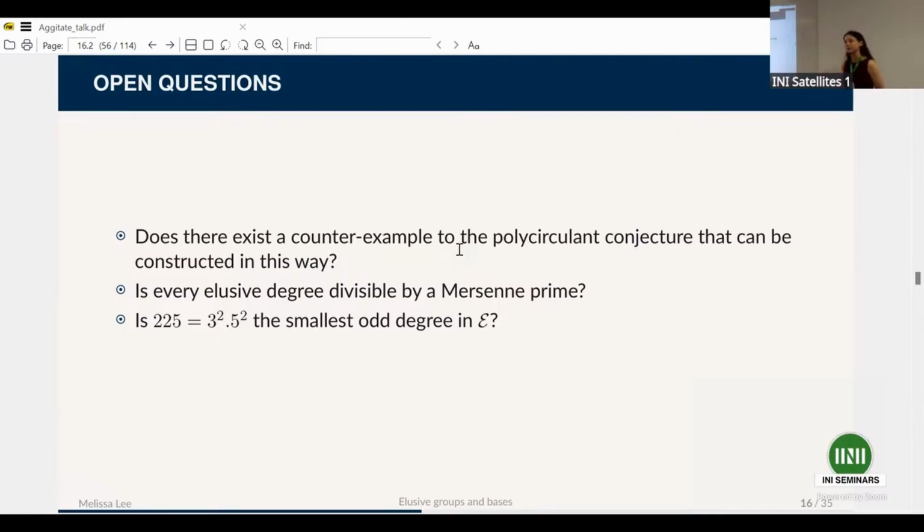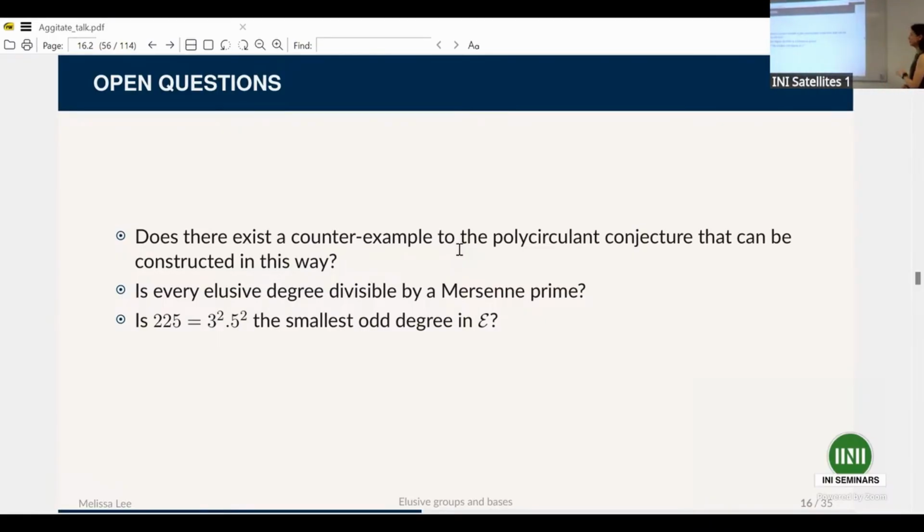Yeah, go on, Adam. So why do people feel that the polycircular conjecture should have a counterexample? Or is it a nice reason to study elusive groups? I think it's a nice reason to study elusive groups, and also maybe I'm not 100% sure of all of the surrounding literature, but maybe there's also the sense that a proof seems hard, so maybe a counterexample would be easier to find. I don't know, but that's my conjecture.